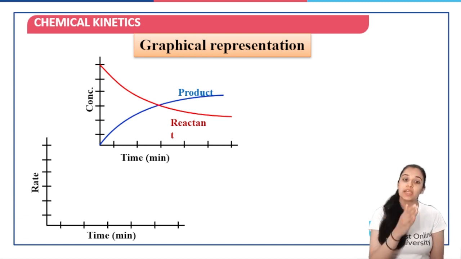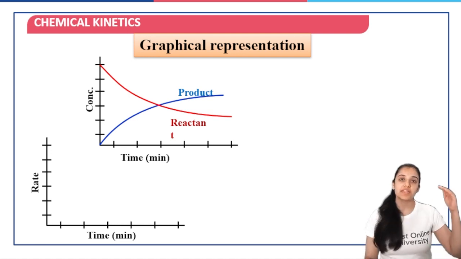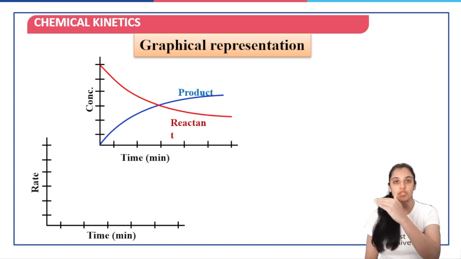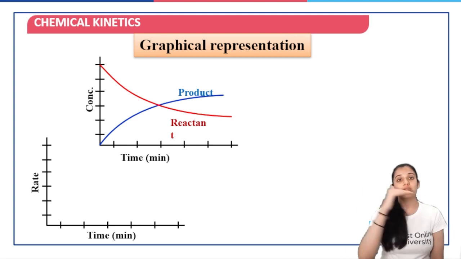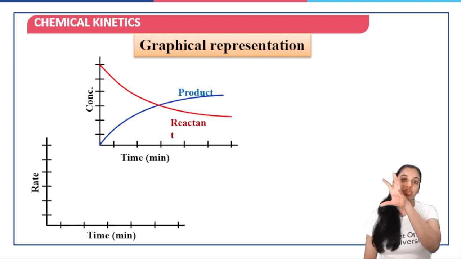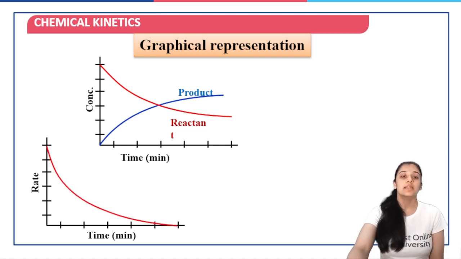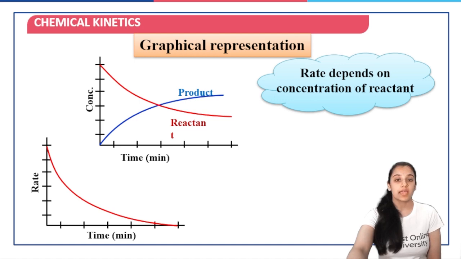If I talk about the rate of reaction versus time, see, there are two types of reactions. One is forward reaction, that is reactant to product side. The other is backward reaction, that is product to reactant side. So if it's a reversible reaction, in an equilibrium reaction, as the product concentration increases, then according to Le-Chatelier's principle, the reaction will start going back towards the reactant side. So this is going to be the rate depending upon the concentration of the reactant.